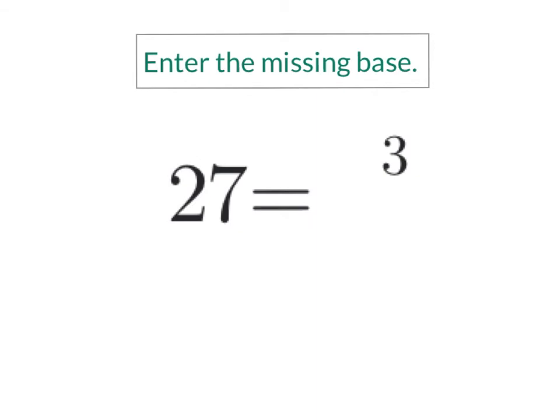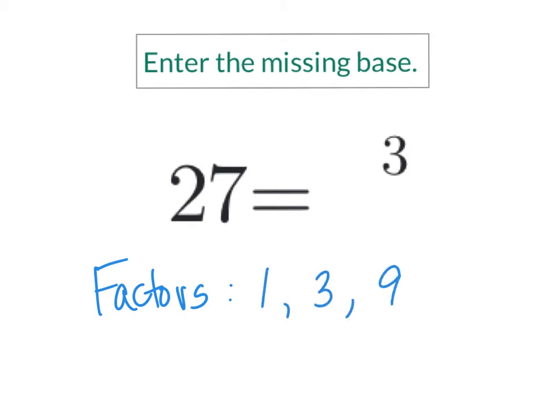This time we're going to find the base, the missing big number. So 27 equals blank to what power? My job is to figure out the factors of 27 to see which one raised to the third power would equal 27. So 27 just has a few factors: 1, 3, 9, and 27. And so I can think through 1 to the third power. Well, that would just be 1 times 1 times 1.